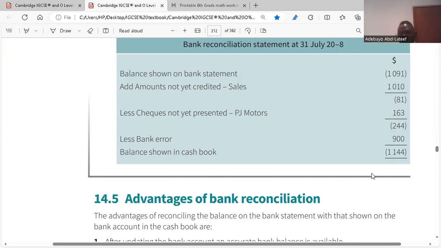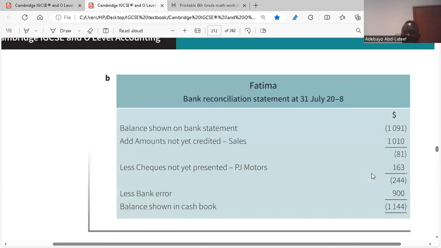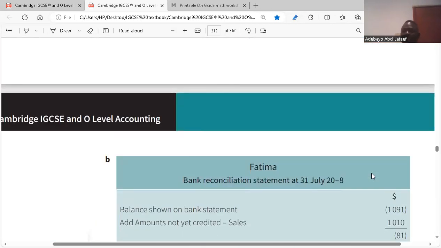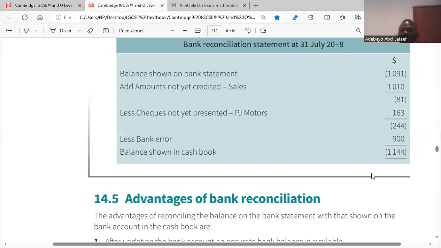So that's all about that. Is it clear? There's an error for 2,100 minus 1,200. Your bank statement is recording 2,100, whereas in your cash book it is 1,200. Normally it's supposed to be 1,200 because you have taken away all the amounts that you're supposed to take. But the bank is giving you 2,100 credit balance. So 2,100 minus 1,200, that's the bank error, which is 900. So you had it with the overdrawn.